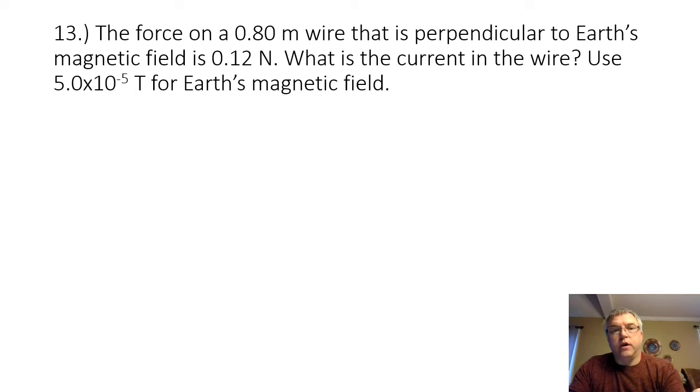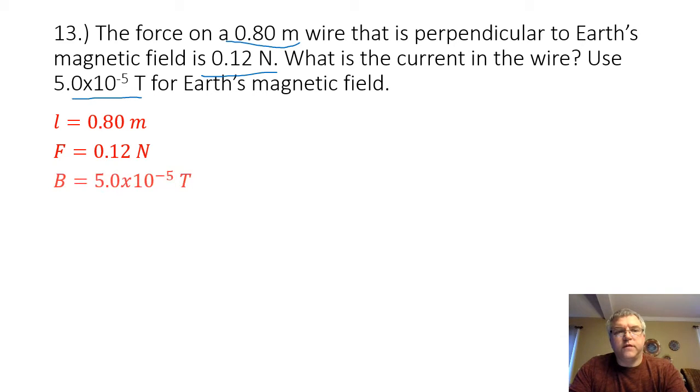So we are given the length of the wire at 0.80 meters. We are given the force on the wire, which is 0.12 newtons, and the magnitude of the Earth's magnetic field at 5.0 times 10 to the minus fifth Tesla. And we are being asked to find the current. What is the current right there?